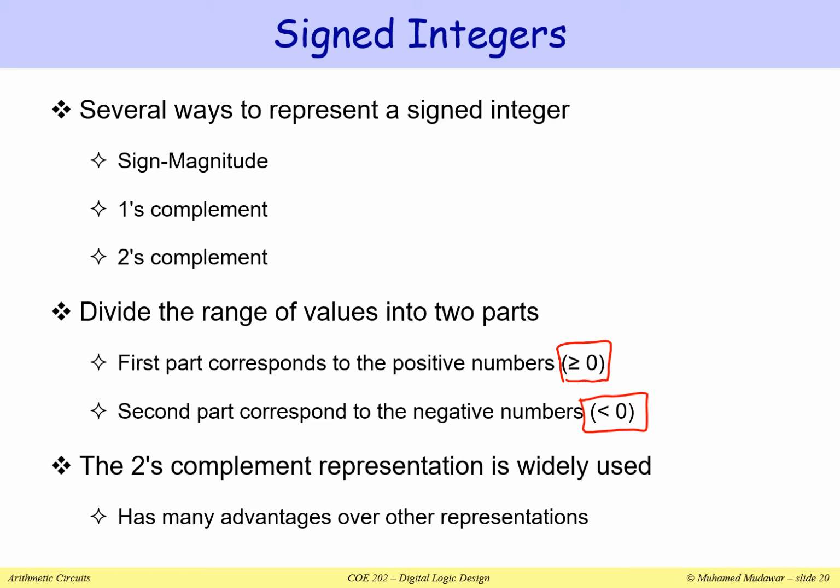Today, modern computer systems use the 2's complement representation to represent signed integers. The 2's complement representation has many advantages over sign magnitude and the 1's complement. But let me first talk about sign magnitude and the 1's complement before coming back to the 2's complement representation.